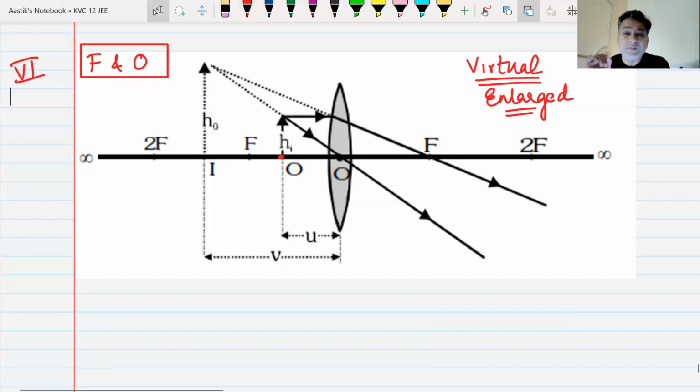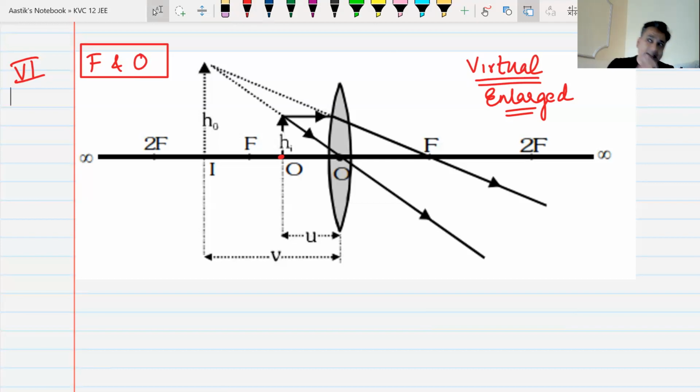It is similar to what we see in concave mirrors. In only one case, a concave mirror produces a virtual image which is enlarged. What is that case? Between focus and pole. Similar thing is happening here.